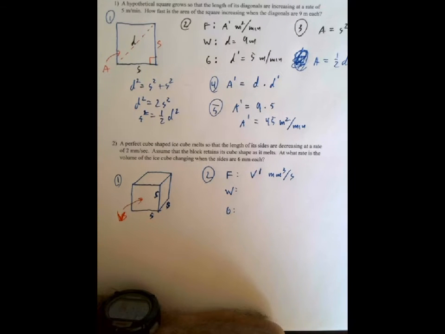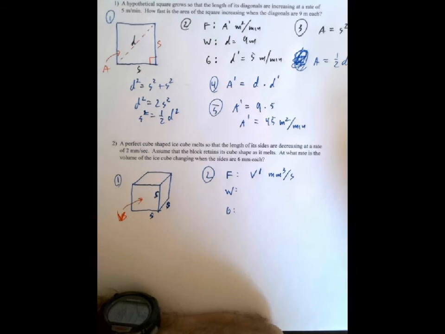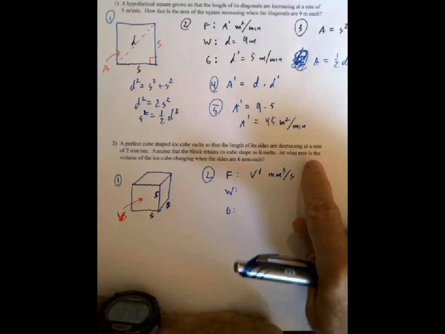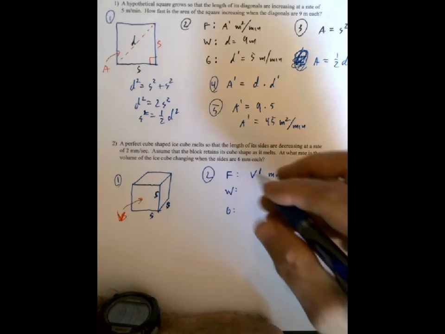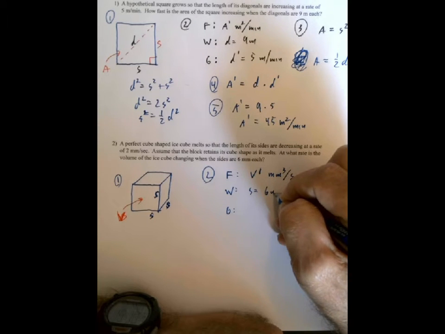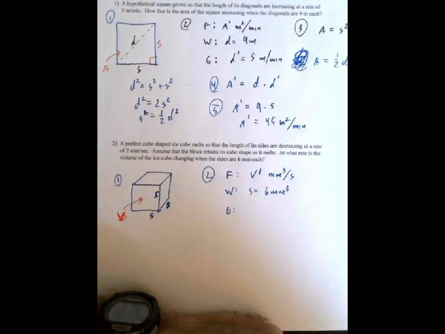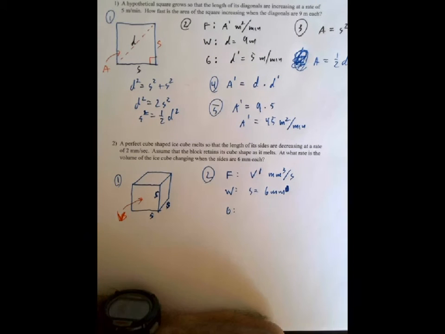Okay, when do we want to know it? We want to know at what rate the volume of the ice cube is changing when the sides are 6 millimeters each. So when all the sides are, oopsie, not cubed, are 6 millimeters each.